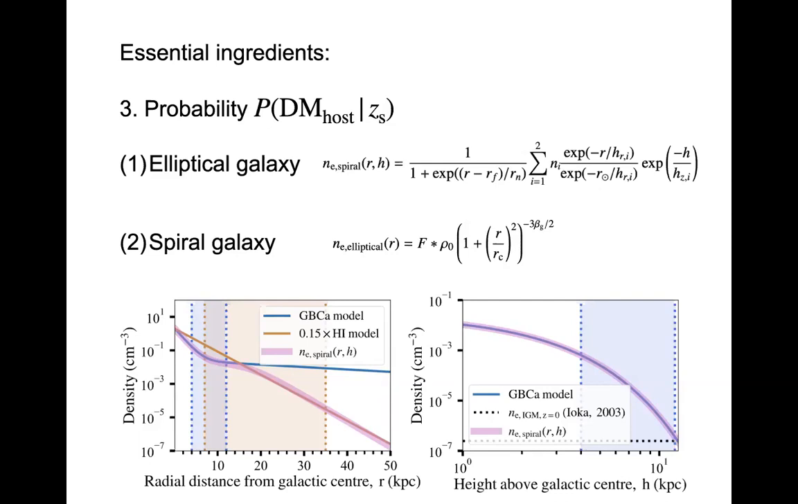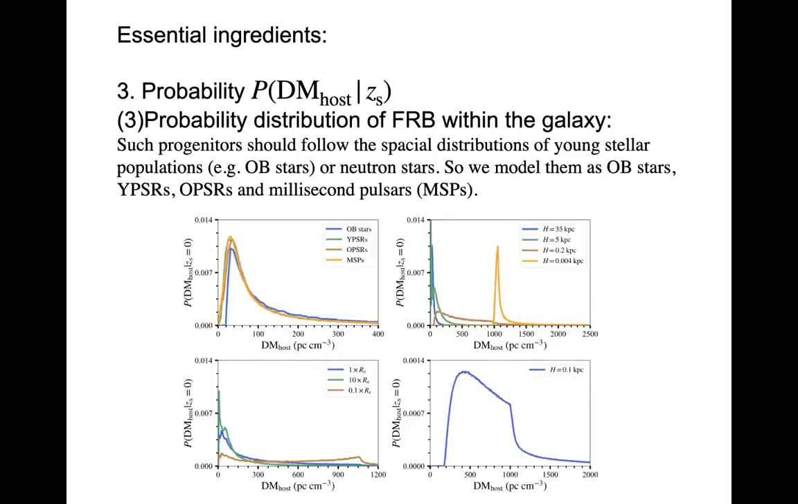So what we did is we model the elliptical galaxies, and also we model the spiral galaxies. The elliptical galaxy model is actually what is being used in the literature. For the spiral galaxy, you can think about our Milky Way like a pretty flat disk where the stellar components are just within the disk. Above, in the perpendicular direction to the disk, there will be an exponential fall off. And for the spiral galaxies, we use this beta model to compute the electron densities.